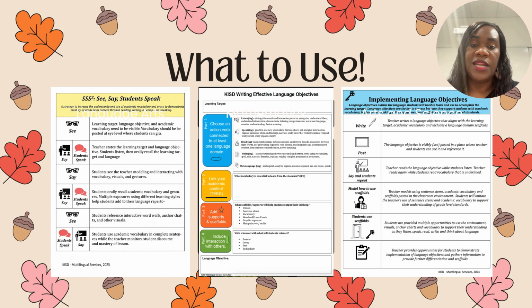There are three important documents that you may use to help you when you are writing your language objectives. The first document is See, Say, Students Speak. The second document is the Killeen ISD Writing Effective Language Objectives document, as well as the third document being the Implementation of Language Objectives document.